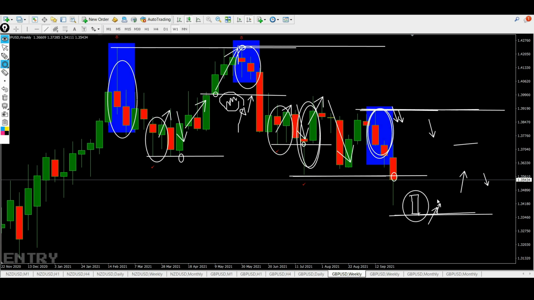Okay, and moreover, there was an entry setup that formed at this level right here this week that if I was trading aggressively, I would have taken. Now, although I did not take this short entry, let me go ahead and show you what these aggressive entry setups are all about. So let's go over to the 1 minute chart.